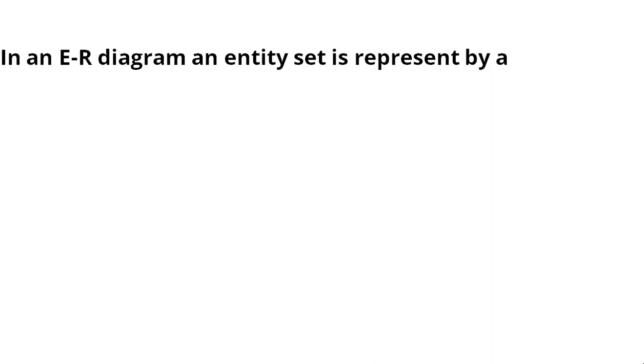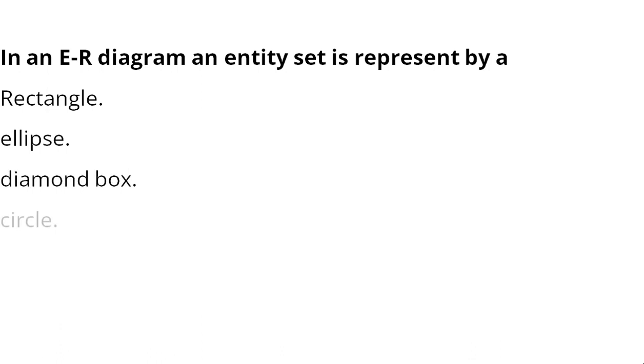In an ER diagram, an entity set is represented by a rectangle, ellipse, diamond box or circle. In the ER diagram, an entity set is represented by rectangle.